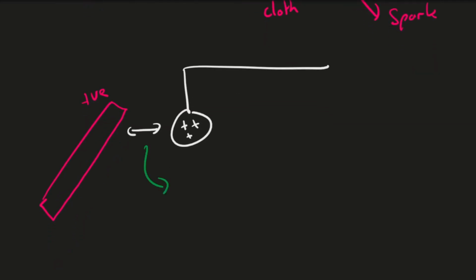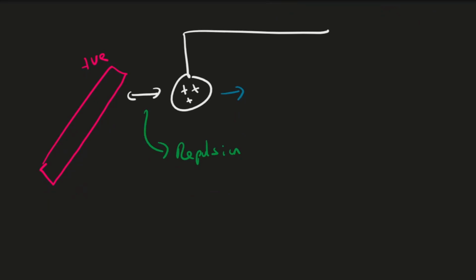So what you'll see here is repulsion, and the ball, because it's suspended on a piece of string, the ball will start to move that way. It will be repelled by our plastic rod because both of the charges are similar. And this is an example of a non-contact force. Okay. And secondly, you could actually change the charge on this rod.